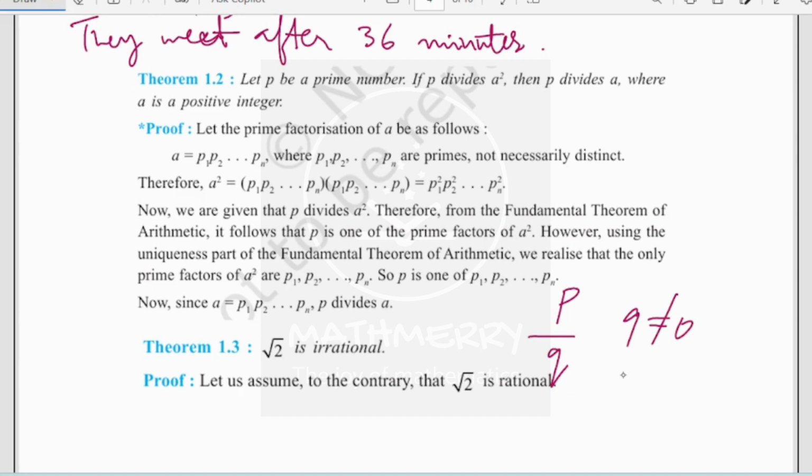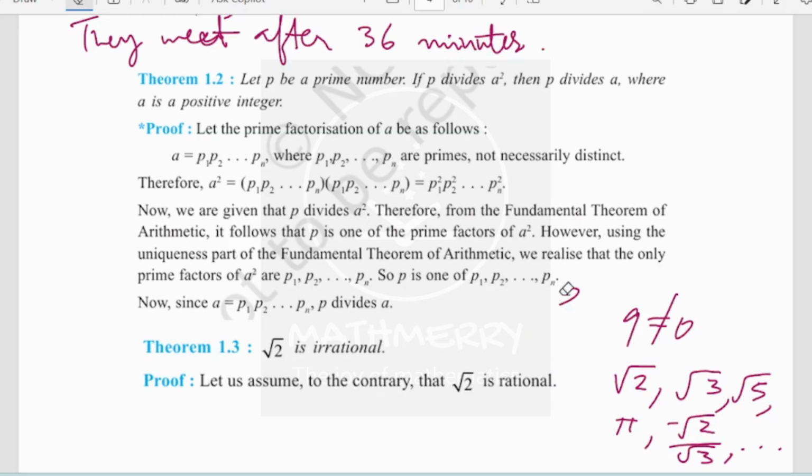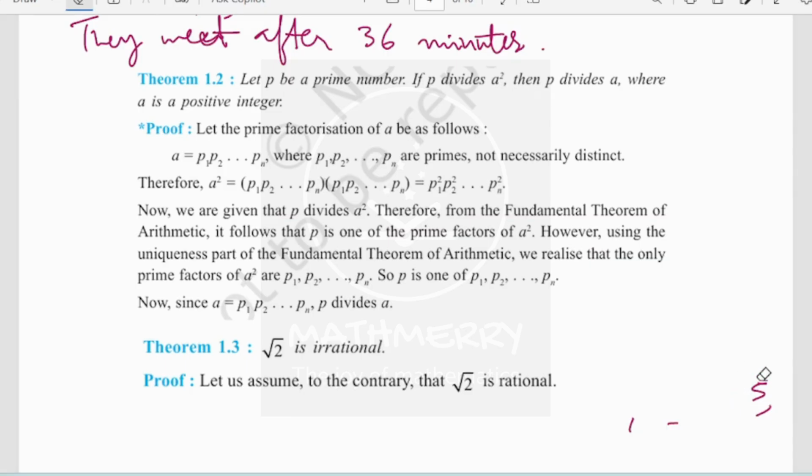So the examples of irrational numbers are root 2, root 3, root 5, pi, minus root 2 by root 3, etc. So these are some of the examples of irrational numbers. Now coming back to the theorem. This is related to the previous theorem we already know, that's about the prime factorization and its uniqueness.